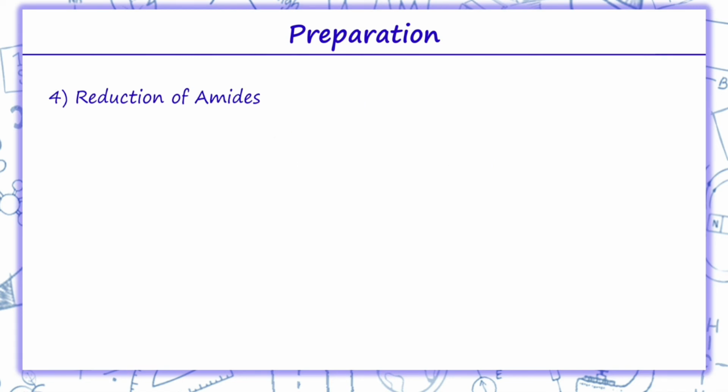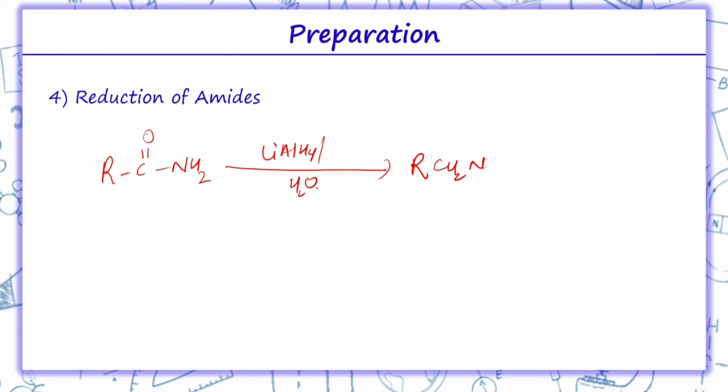Next is by reduction of amides. So amide which is RCONH2, on reduction with lithium aluminium hydride followed by hydrolysis, yields RCH2NH2 which is amine.